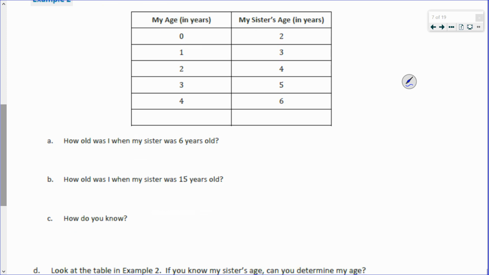Now let's do another one. Very similar. So how old was I when my sister was 6? 4. We can get that right off of our table, right? But how old was I when my sister was 15? 13. How'd you get that, Sophia? Because if you look at the pattern, it's plus 2 every time. So if you just add 2 from the sister's age, which is 15, you subtract 2 to my age, which is 13. Good. So I just subtracted 2.